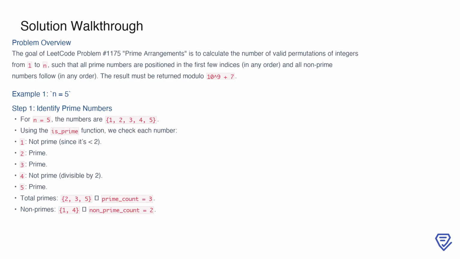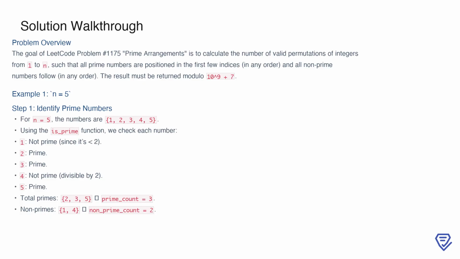In this problem, we need to determine how many valid permutations exist for integers from 1 to n, such that all the prime numbers appear in the first few indices in any order, followed by all the non-prime numbers, also in any order. To achieve this, the result must be calculated modulo 10 to the power of 9 plus 7 to handle large numbers. For example, if n is 5, the numbers from 1 to 5 are 1, 2, 3, 4, and 5. We start by identifying the prime numbers among them.